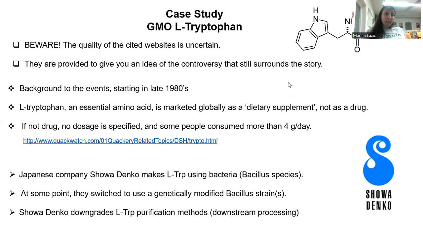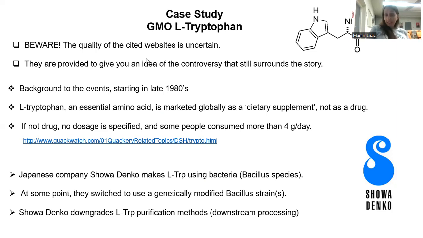Now, I had a few case studies that I wanted to share with you, and this is why it's actually important to be an informed citizen. Again, the quality of this website is not very certain, so I just took information from there. This was the case study with genetically modified tryptophan. Tryptophan is an amino acid.